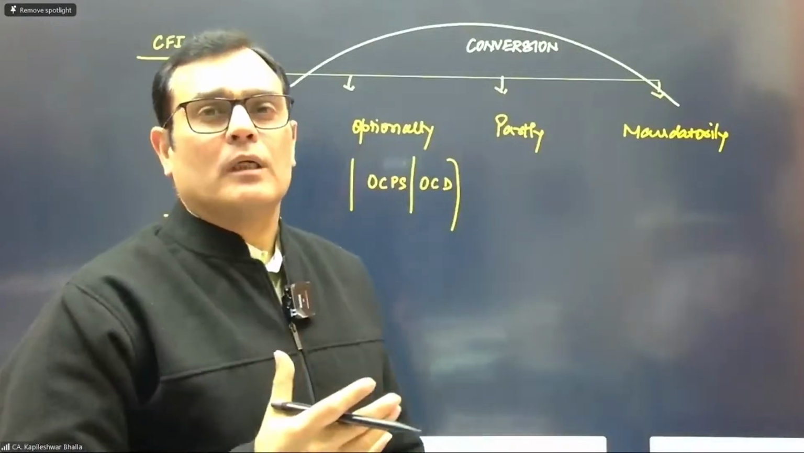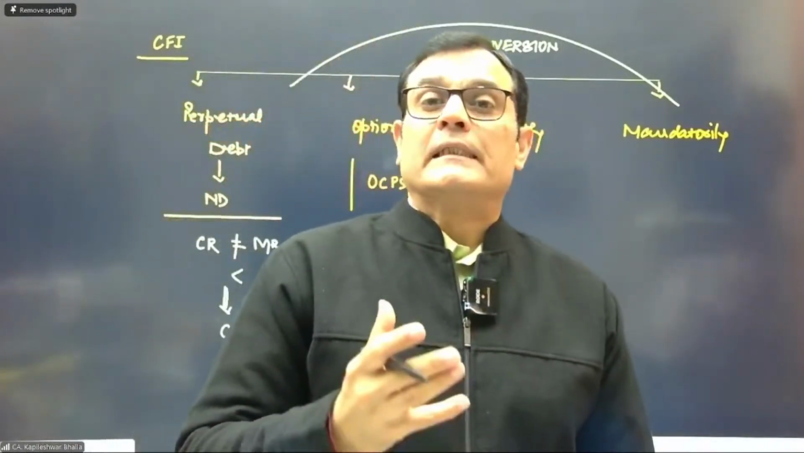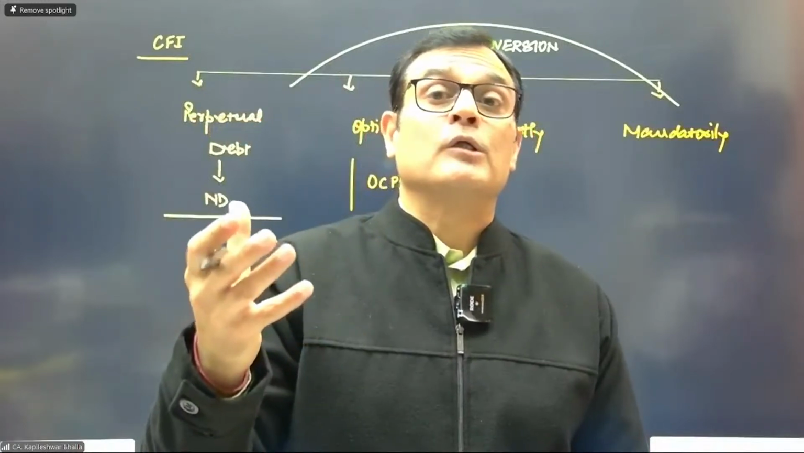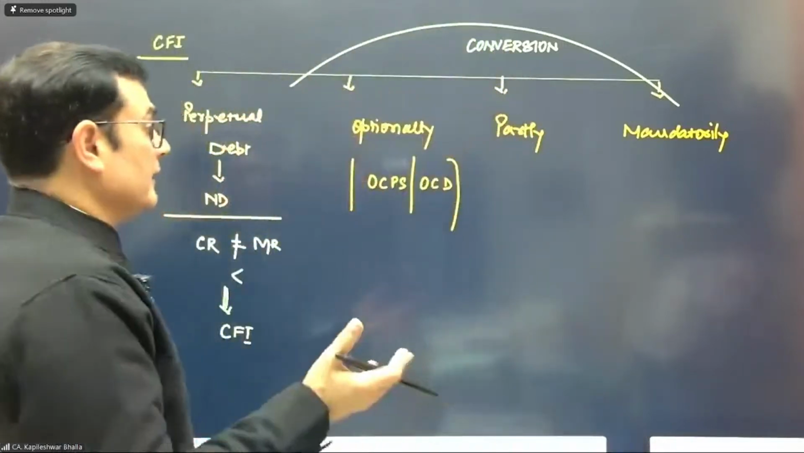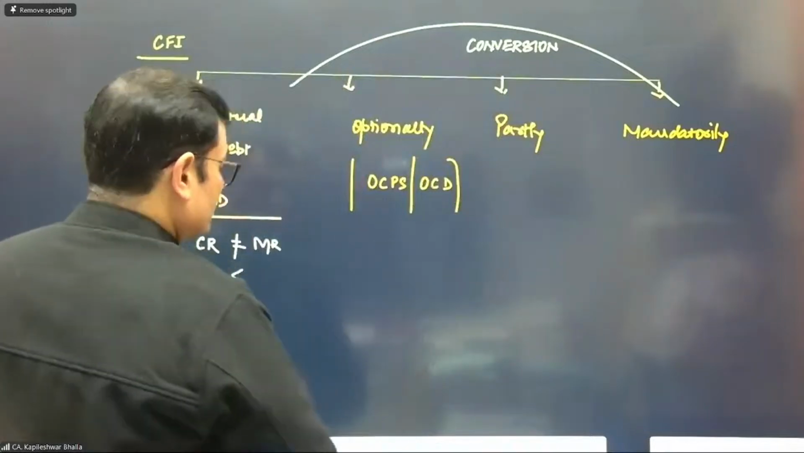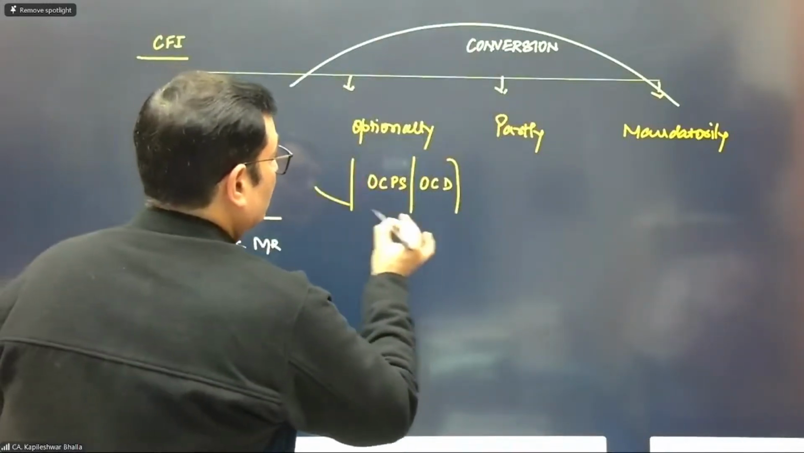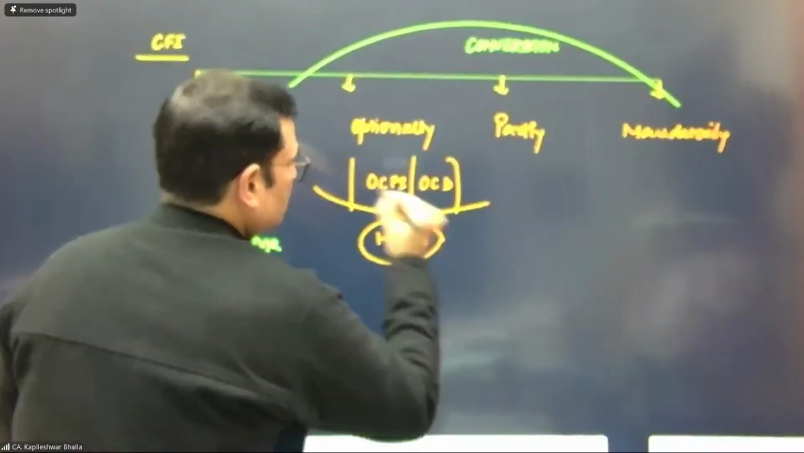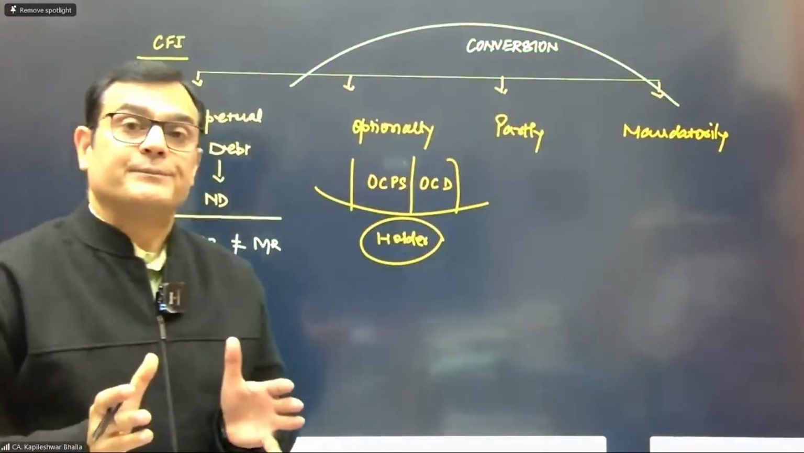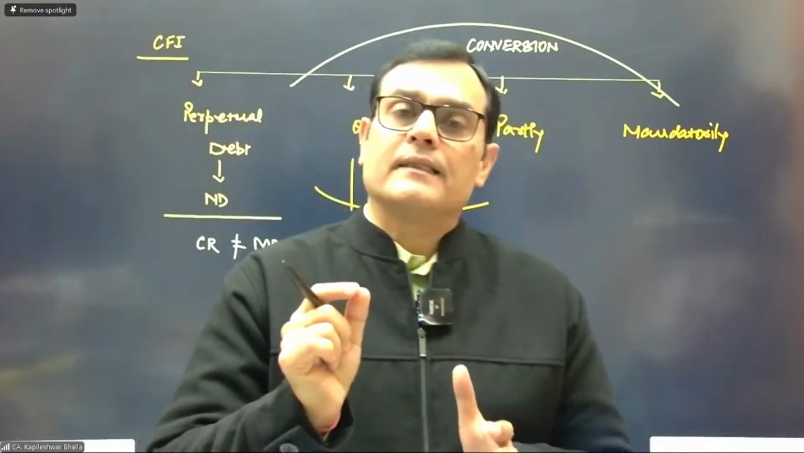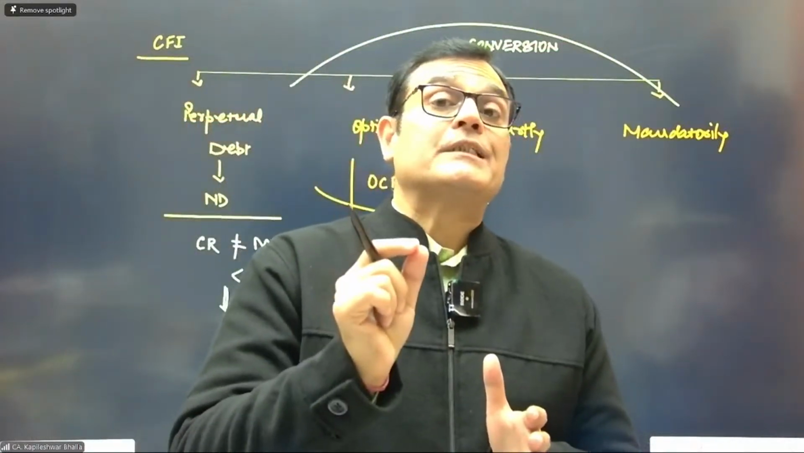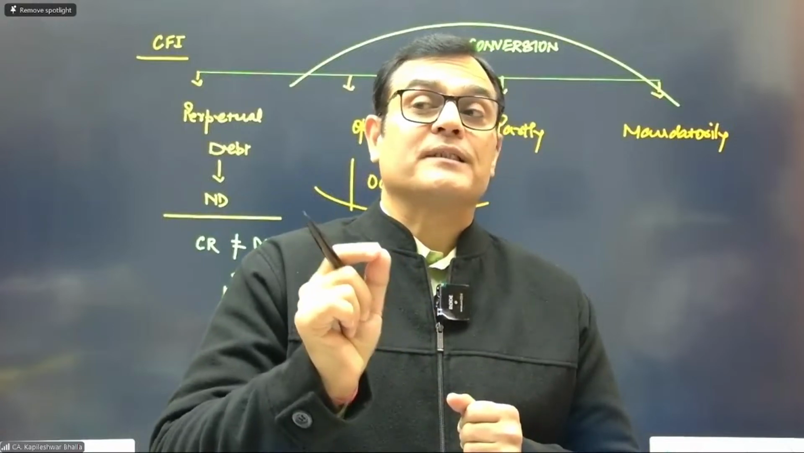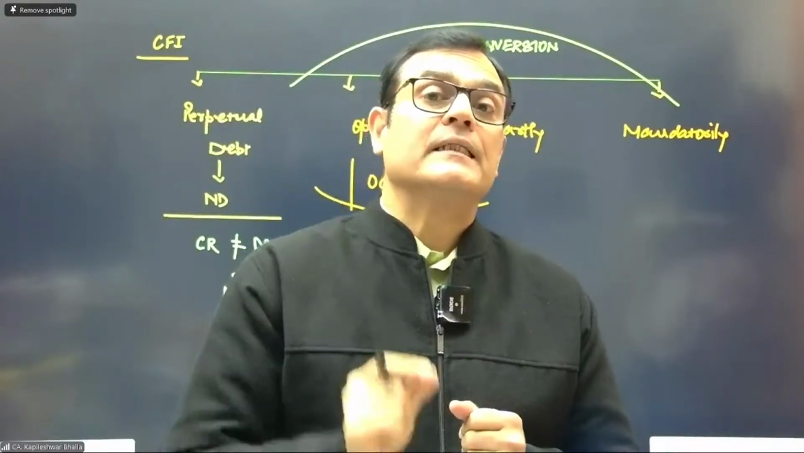Even in the practical world, we always use these terms and say a company has issued an OCPS or an OCD. And here again, I am assuming that this option to convert is available with the holder. The holder is getting an option to convert. Now let's make it very clear. When there is an option to convert, it is definitely a hybrid instrument, because the option to convert is the derivative which is embedded in the instrument.